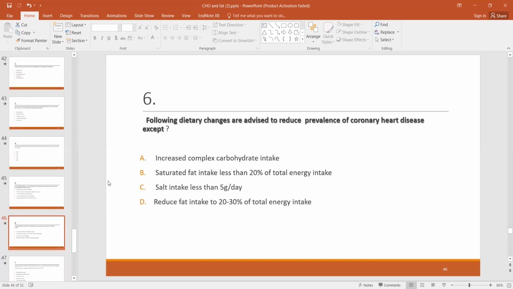The following dietary changes are advised to reduce prevalence of coronary heart disease, except: increase complex carbohydrate intake, saturated fat intake less than 20% of total energy intake, salt intake less than 5 gram per day, reduce fat intake to 20 to 30% of total energy intake. D is the correct statement because saturated fat intake should be less than 10% of total energy intake.